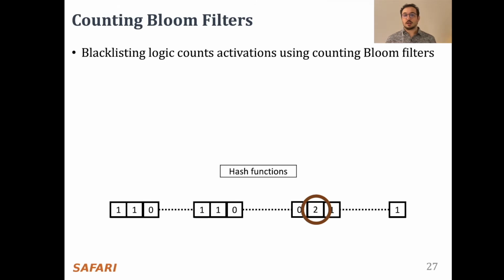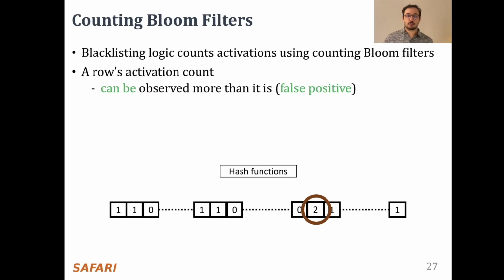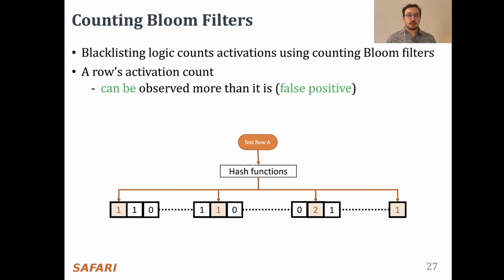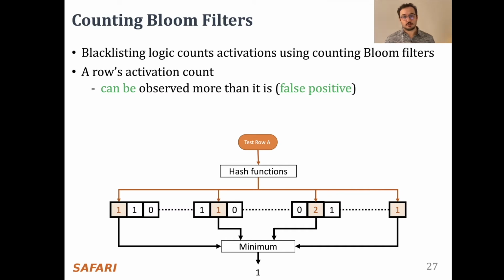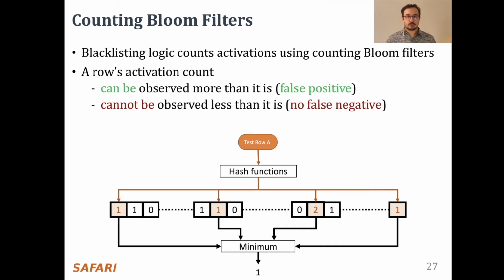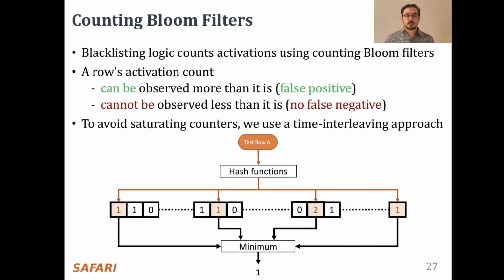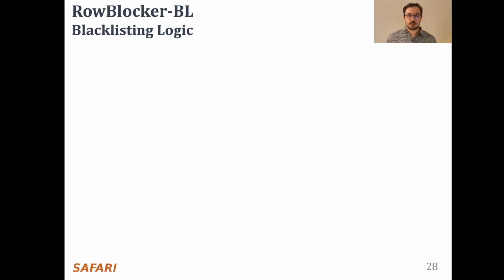As shown here, a counter can be used for more than one row ID. Therefore, a row's activation count can be observed as more than its actual value, leading to false positives. We estimate a row's activation count as the minimum value across all of its corresponding counters. These counters are never decremented, therefore a row's activation count cannot be observed as less than its actual value, hence there are no false negatives. And the counters can saturate as they are never decremented. To avoid this, we periodically reset them without losing data by adopting a time-interleaving approach. I will explain this time-interleaving approach next.